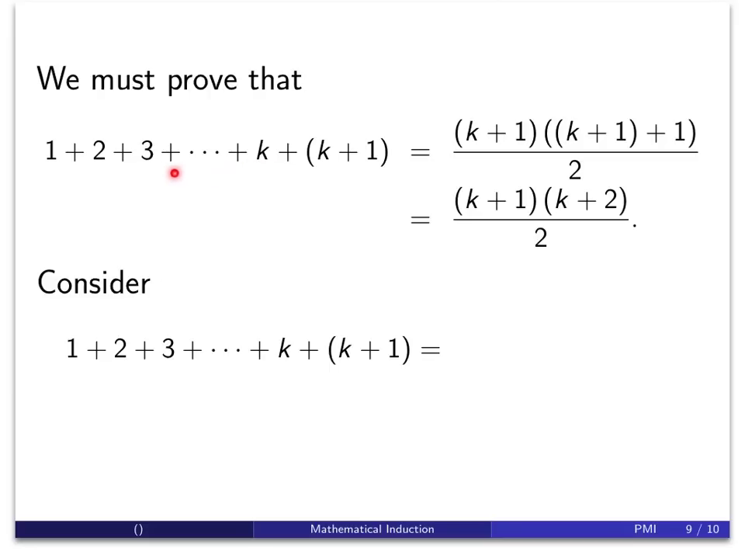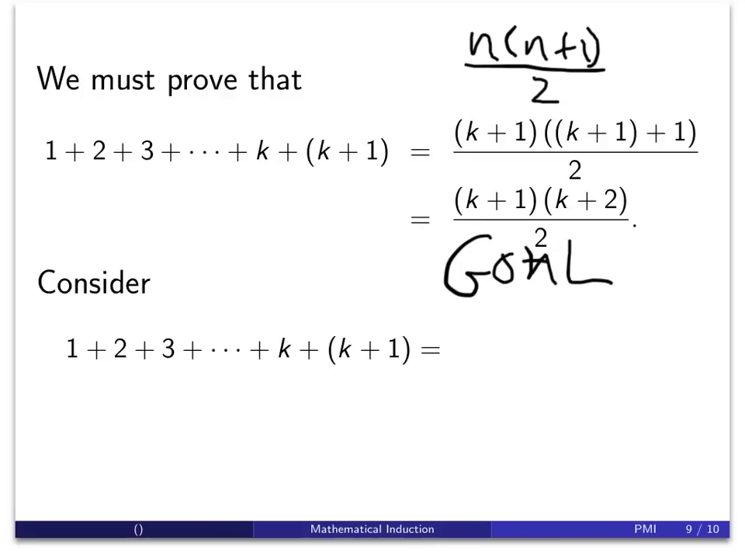But again, notice that I kept the sum of the first k integers, and then I threw on an extra term. Now remember, our original statement had n times n plus 1 over 2. What I've done is I've replaced n by k plus 1, and here I've replaced n by that k plus 1. So we have k plus 1 times k plus 1 plus 1, which is k plus 2. So I want to show that this is equal to this. This is my goal.